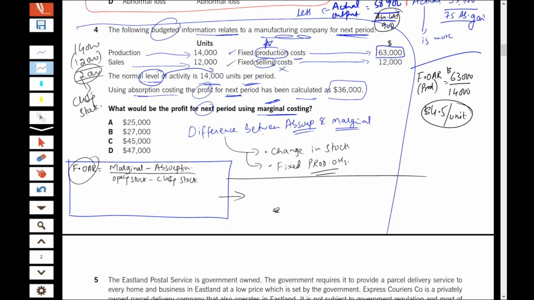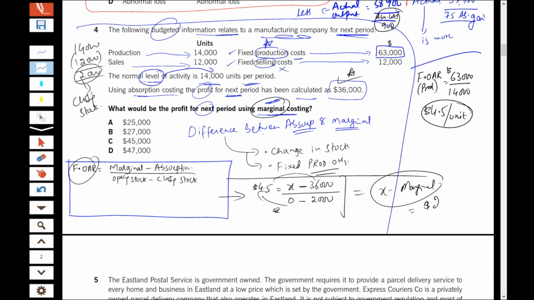Okay. Now just place the figures. That is 4.5 is equal to marginal costing profit X unknown minus 36,000 absorption profit, divided by opening stock 0 minus closing stock 2,000. Now just simplify. This will go over there and this will go over there. So your X, using the basic mathematical trick, would be $27,000, which is B.